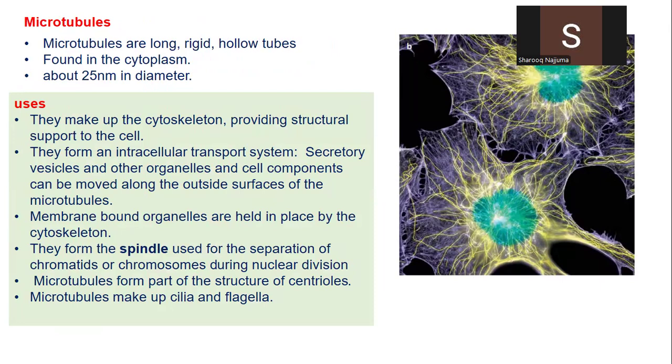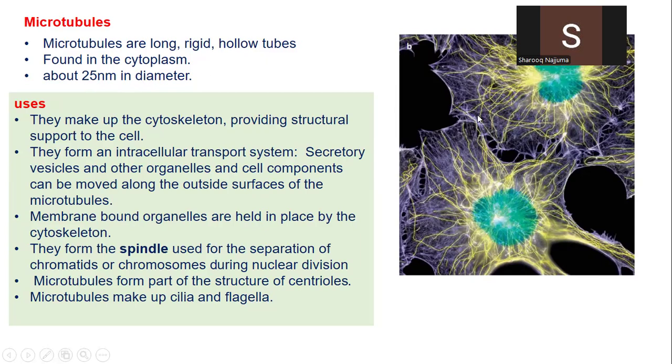One other organelle we need to learn about are the microtubules. Yes, the microtubules. So microtubules are long, rigid, hollow structures. They are found in the cytoplasm. Yeah, this is a cytoplasm. This is a cell. Now, these yellow structures that are radiating outwards are what we call microtubules. They are really very tiny in size, 25 nanometers.